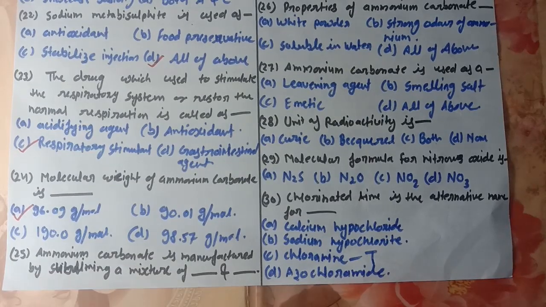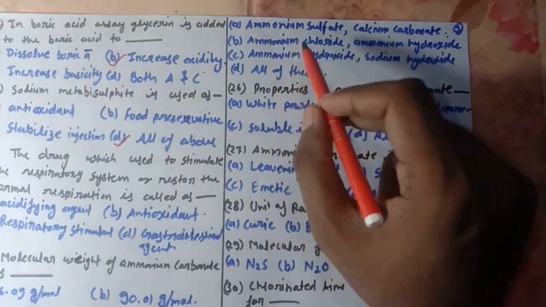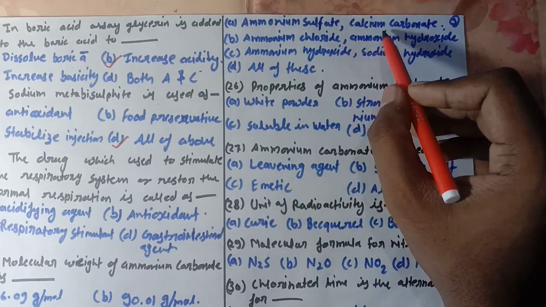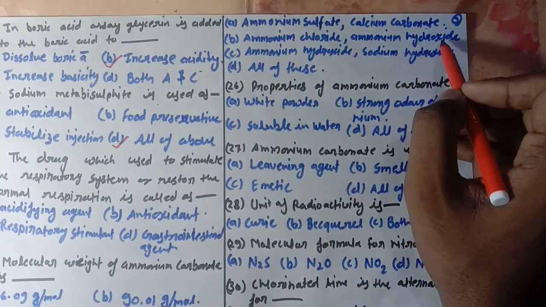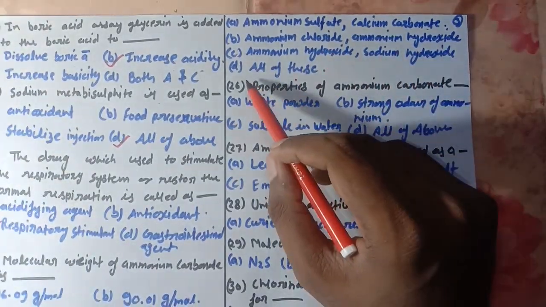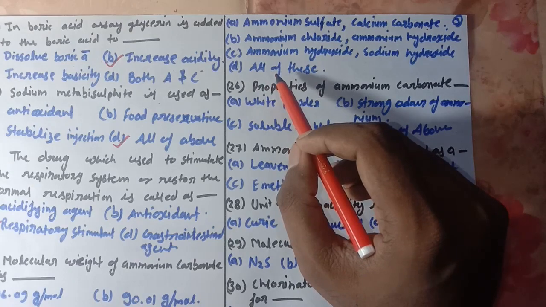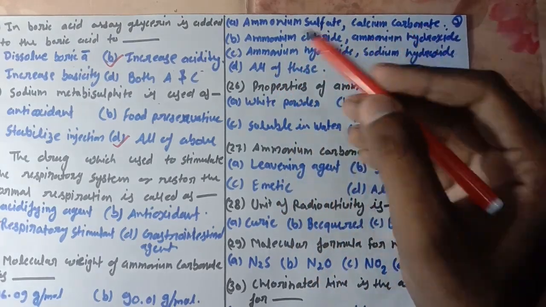Question number 25. Ammonium carbonate is manufactured by subliming a mixture of dash and dash. Option A, ammonium sulfate and calcium carbonate; option B, ammonium chloride and ammonium hydroxide; option C, ammonium hydroxide and sodium hydroxide; option D, all of these. So the answer is A, ammonium sulfate and calcium carbonate.